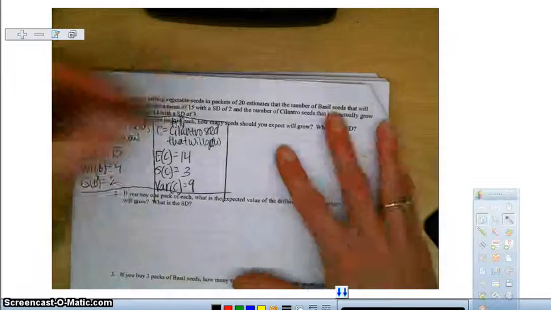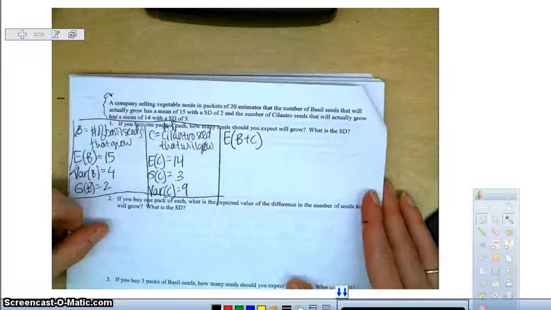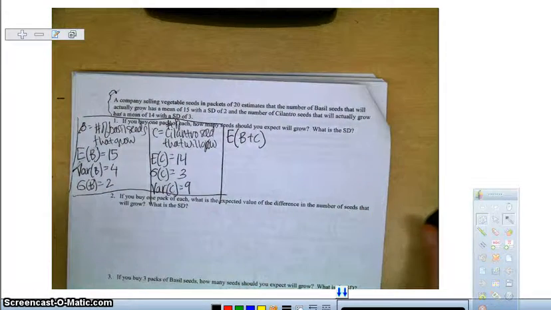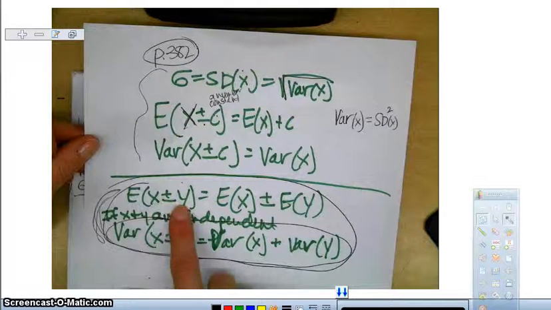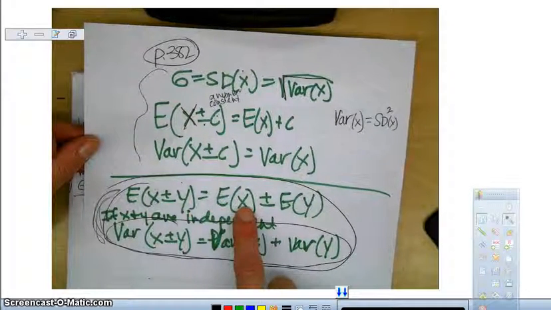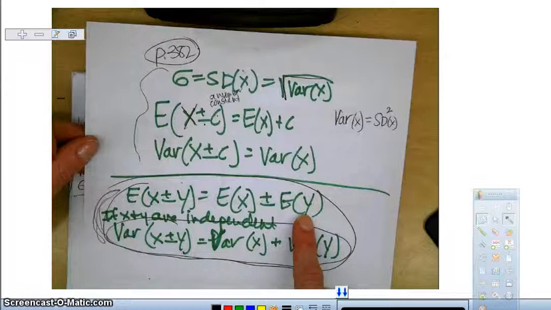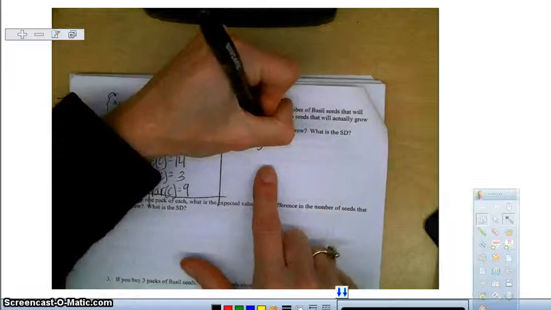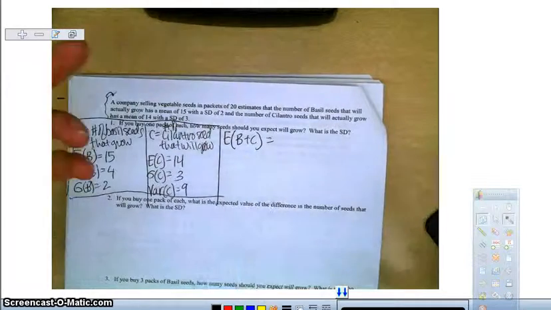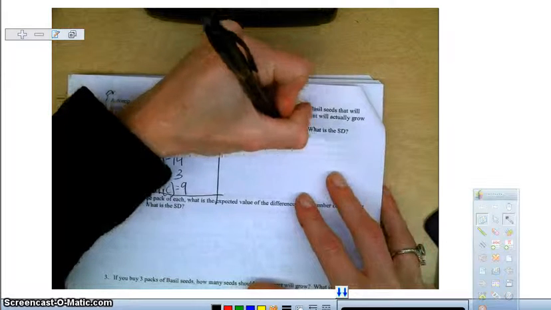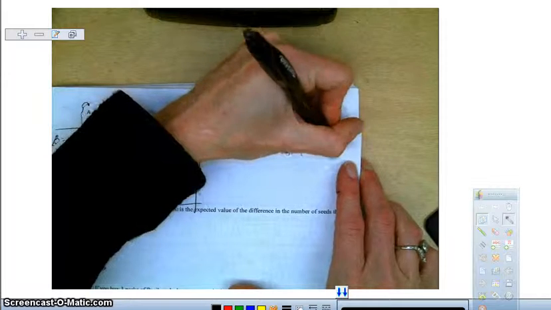Okay, so I need to find the expected value of basil plus cilantro. Using my formula, the expected value of basil plus cilantro is the expected value of the first plus the expected value of the second. It is that simple. If I'm going to buy basil and cilantro seeds and plant them, their combined expected value would be the expected value of basil plus the expected value of cilantro, which would be 15 plus 14, or 29 seeds.